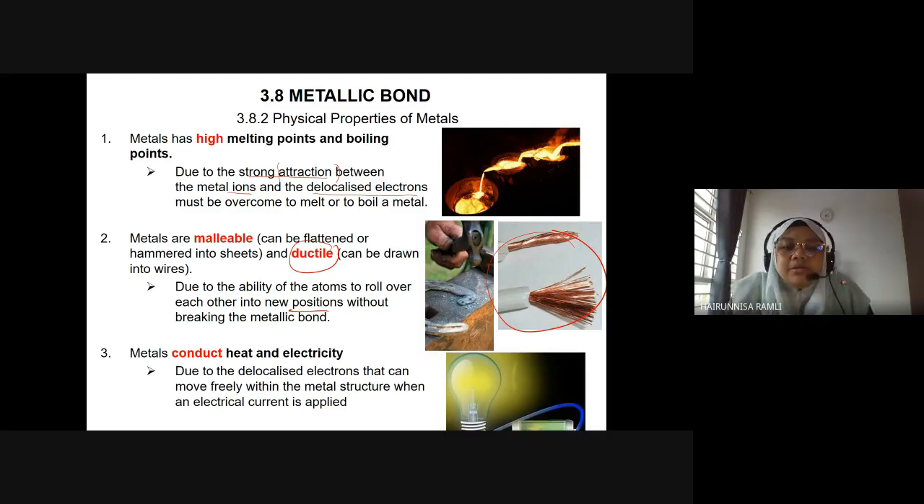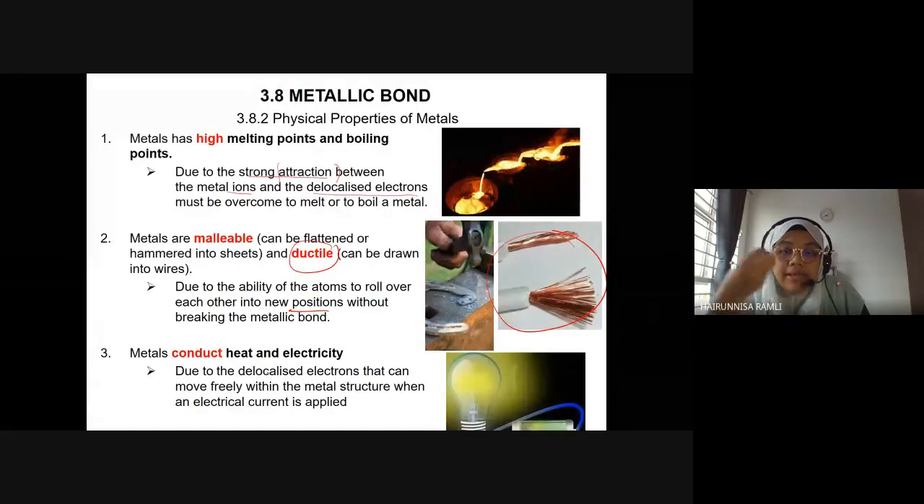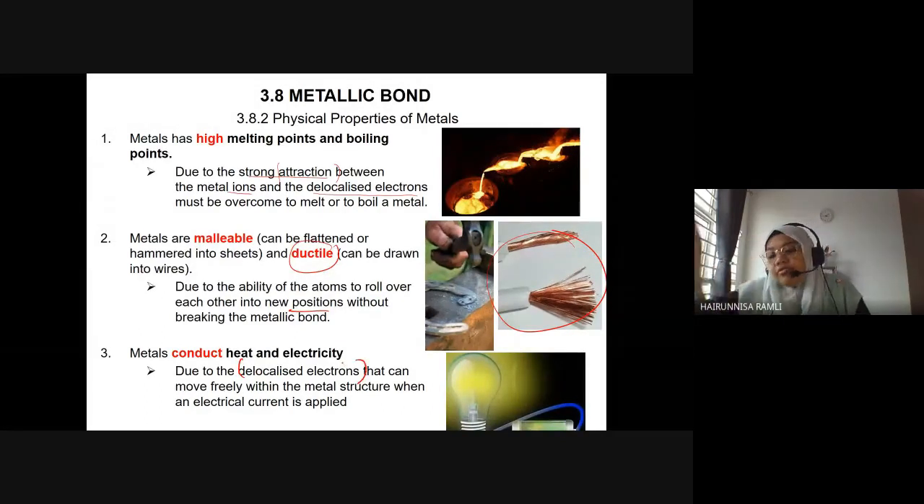Okay. So metals conduct heat and electricity lah. Of course, as compared to ionic, kalau solid, dia tak boleh conduct electricity, right? So this one, it can conduct because even though dia metal solid lah kan, because due to the delocalized electron. It's sebab electron tu sendiri dah bergerak.